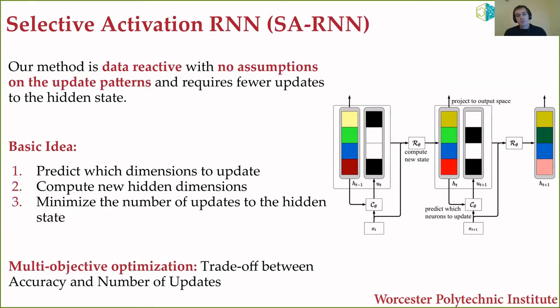And so in this work, we propose the selective activation RNN, or the SA-RNN. And the key contribution with respect to prior works on the same problem is that our method is now data reactive, which is to say, given two input sequences at a given time step, we might get two different predicted masks for which neurons to actually update.